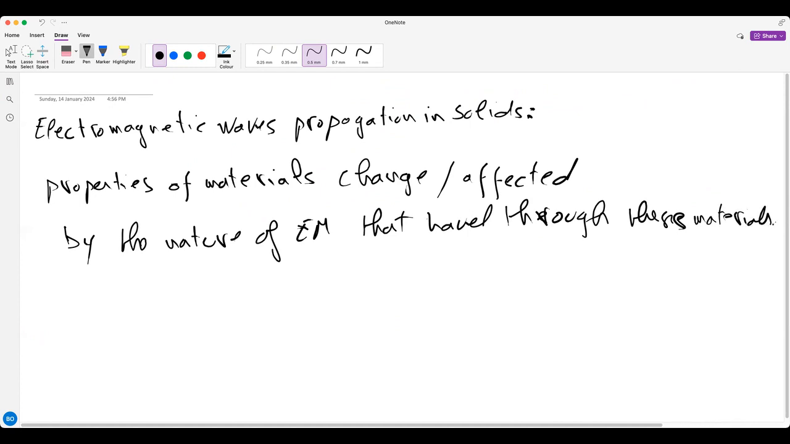Okay, so this is why we want to understand the properties of materials. Some electronic properties of materials change by the nature of the electromagnetic waves that cross or travel through those media, and you will see.